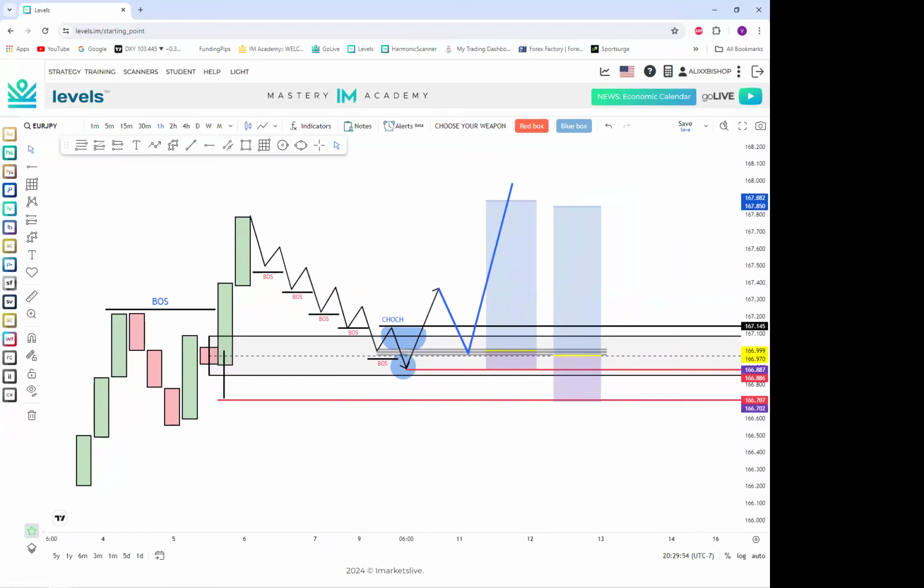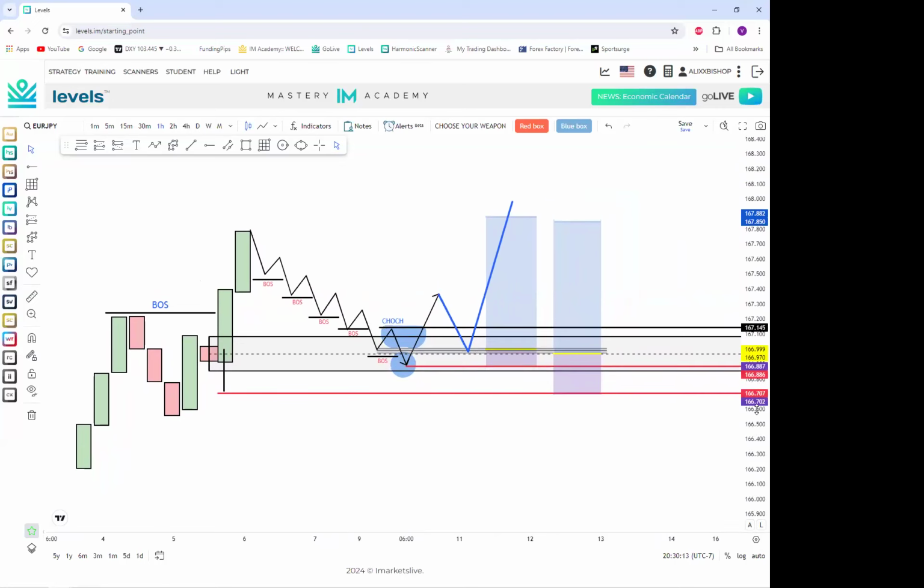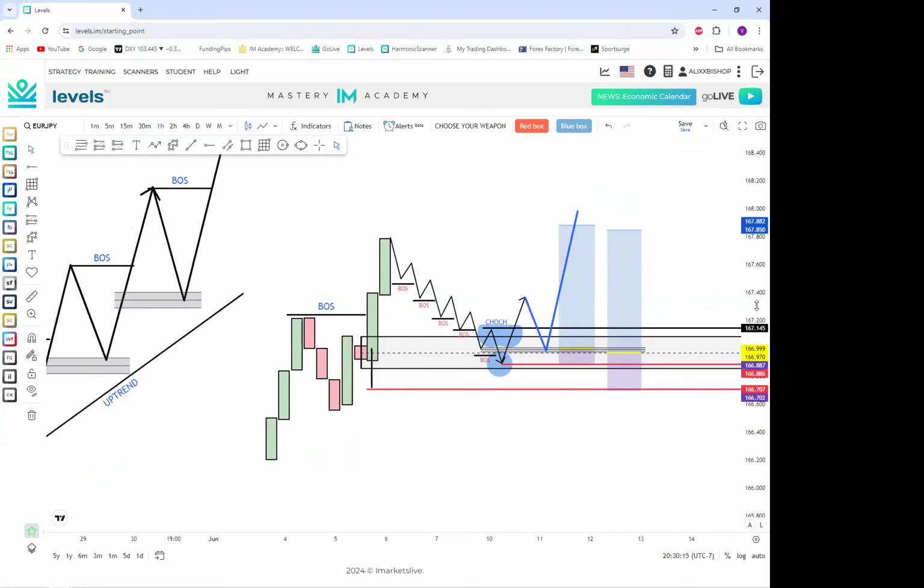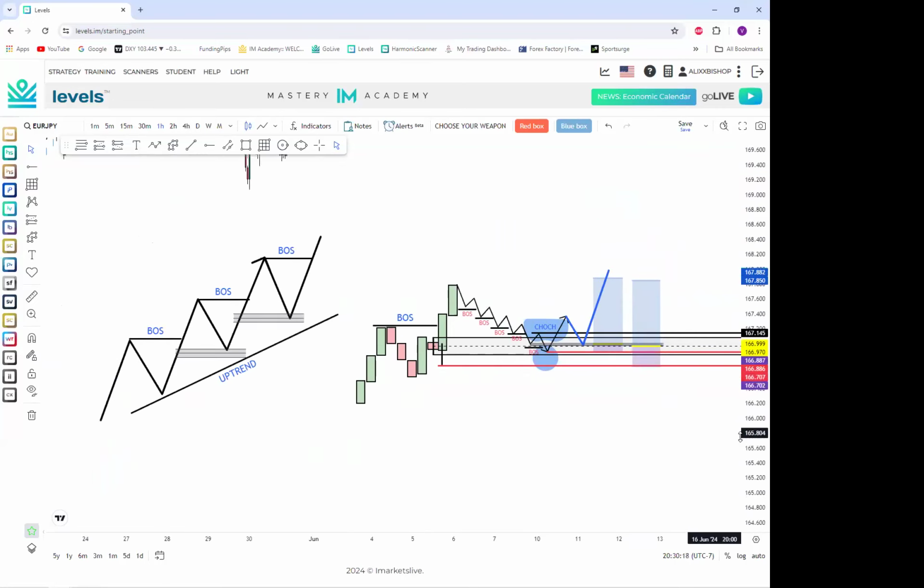Go ahead and take a screenshot, guys. This is literally the blueprint for continuations. This is all I look for. This is how market structure works. Go ahead and take a screenshot. I'll give you 2 seconds. Awesome. Let's get it. Now, the reversal.